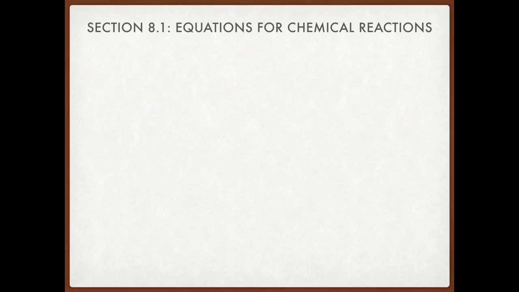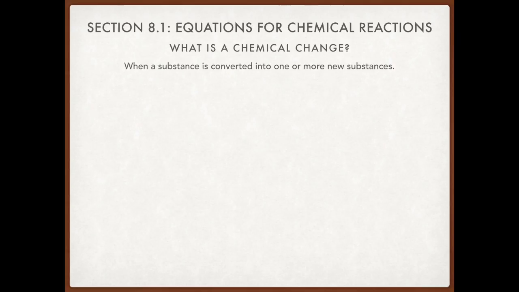So in this chapter, we're going to be looking at chemical reactions. And so the first thing we need to define is, well, what exactly is a chemical reaction or a chemical change? Well, a chemical change occurs when a substance is converted into one or more new substances. At the very beginning of this year, we distinguished between chemical changes and physical changes. Chemical changes being you're actually changing the identity of the substance.